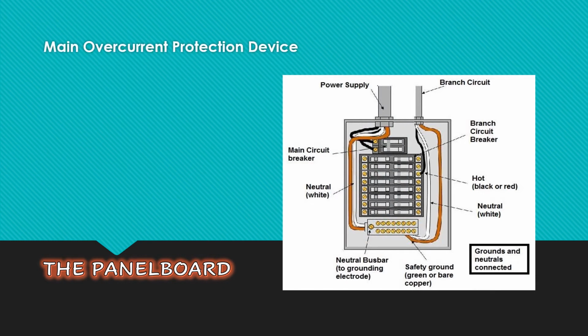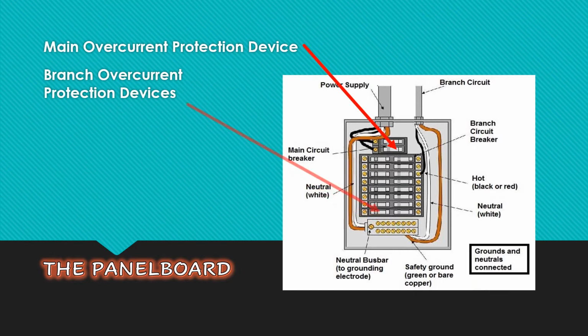Now let's go to the components of this panel board. The first and foremost is the main overcurrent protection device. This is the main overcurrent protective device, where the main bus bar is connected. And also we have the branch overcurrent protection devices. All of them are installed on the buses, and the buses have branch connections. This is where all circuit breakers, or in some cases fuses, are installed.